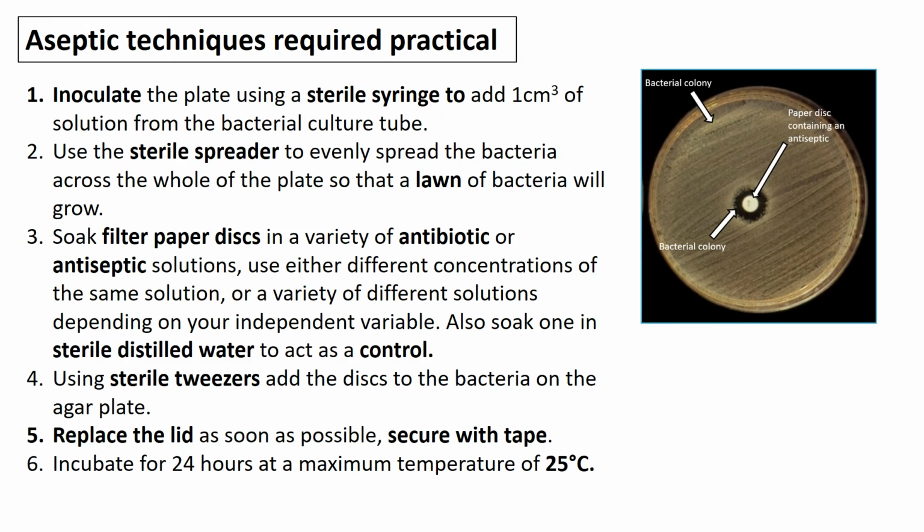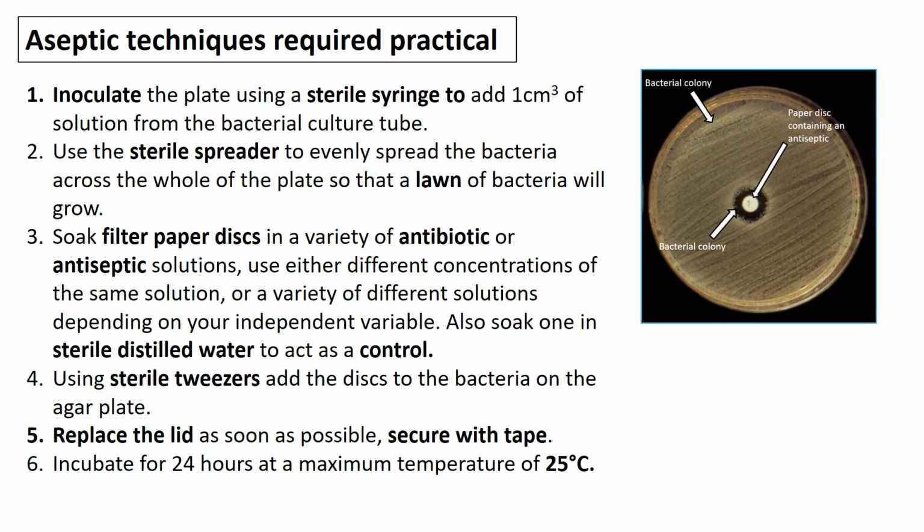So you would get some filter paper discs, which are sterile, and you'd soak them in a variety of antibiotic or antiseptic solutions, which should also be sterile. And you can use different solutions or different concentrations of different antibiotics. It depends what your independent variable is going to be. One of the discs should always be soaked in sterile distilled water to act as a control.